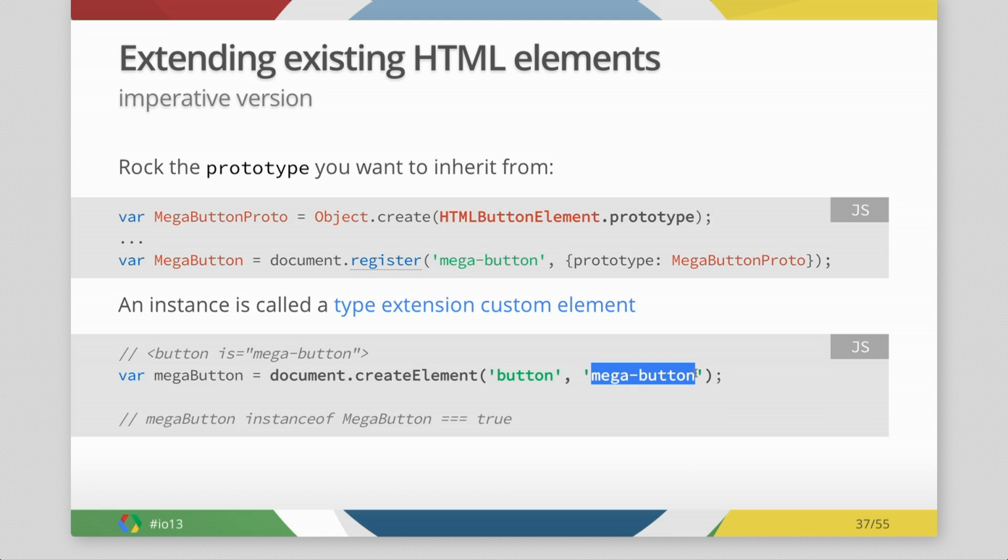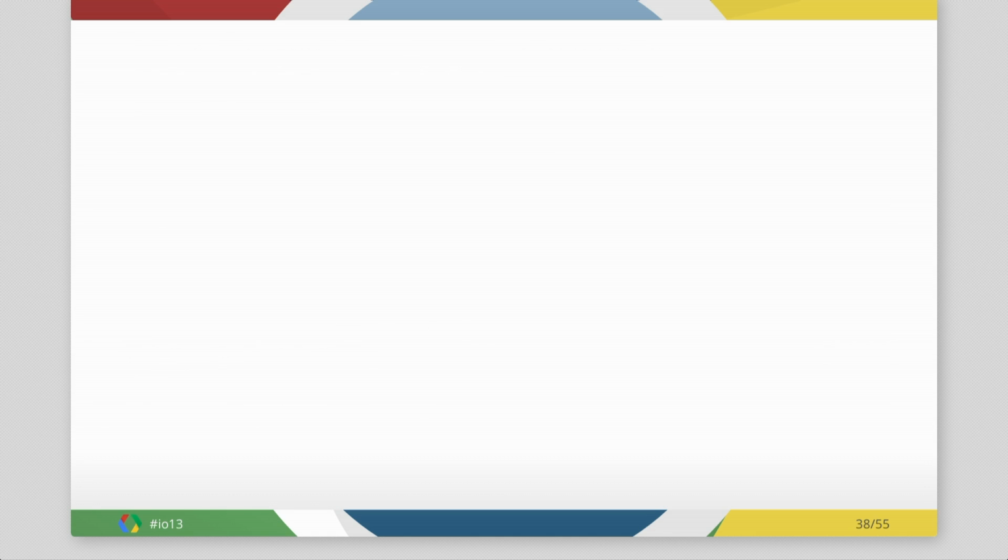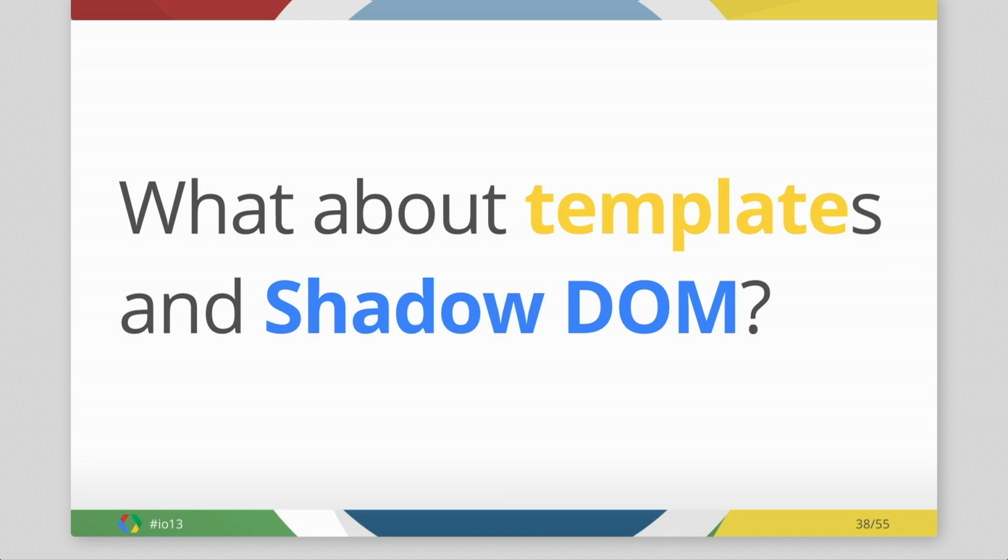And the second argument is the "is" portion of that. So button is mega-button. And what you get back is the markup that's created for that. So those are type extension custom elements: creating new ones, extending existing ones.